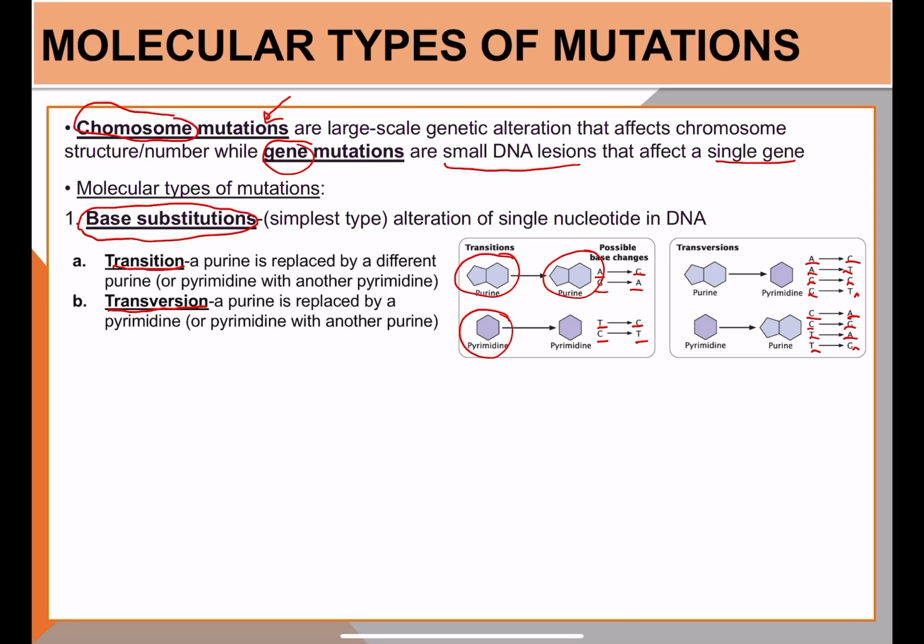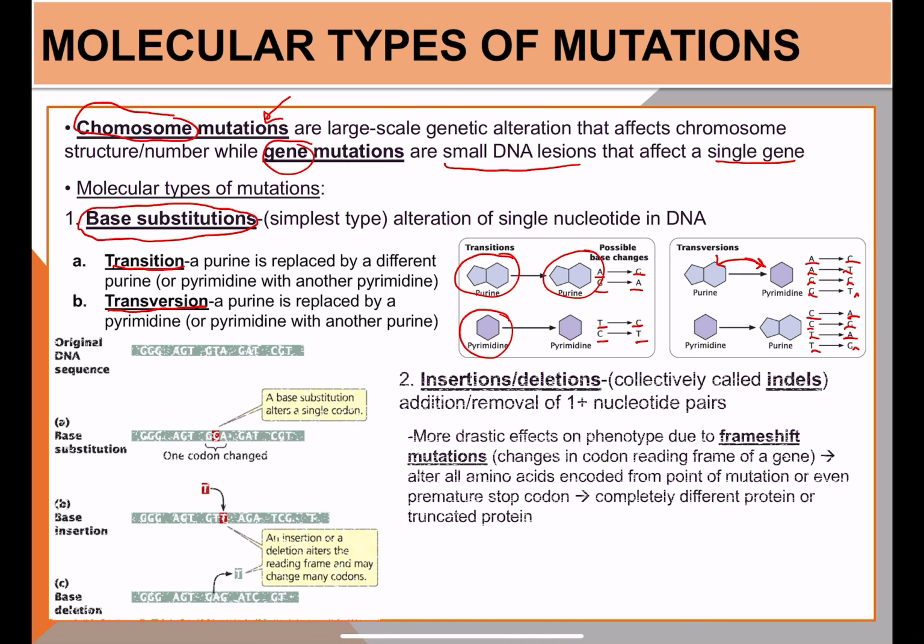So this is when either a purine is replaced by a pyrimidine or a pyrimidine is replaced by a purine, okay? Switching chemical structure, as you can see. All right. But remember, it is transition that's more common because it's easier to switch between those two.